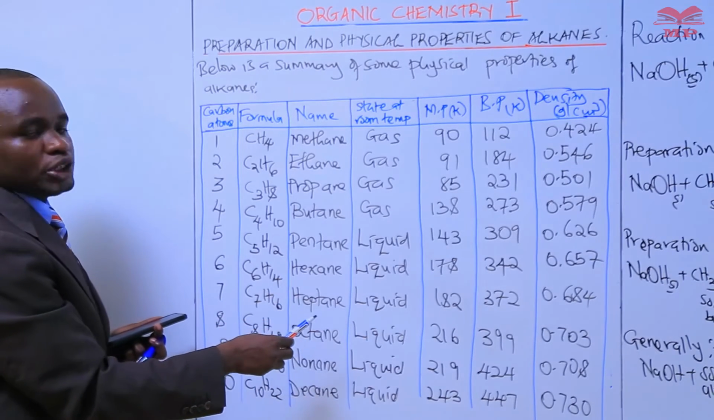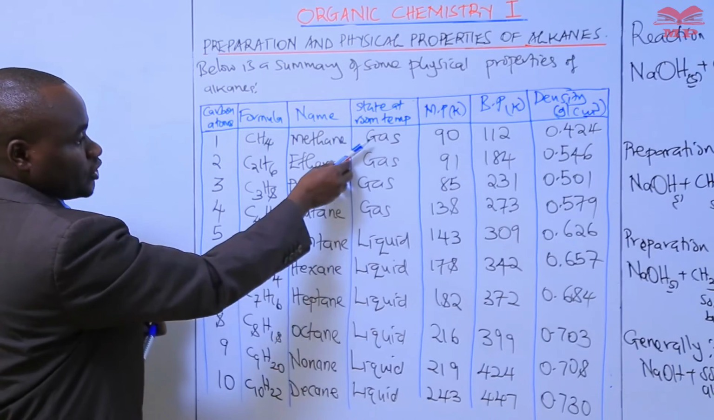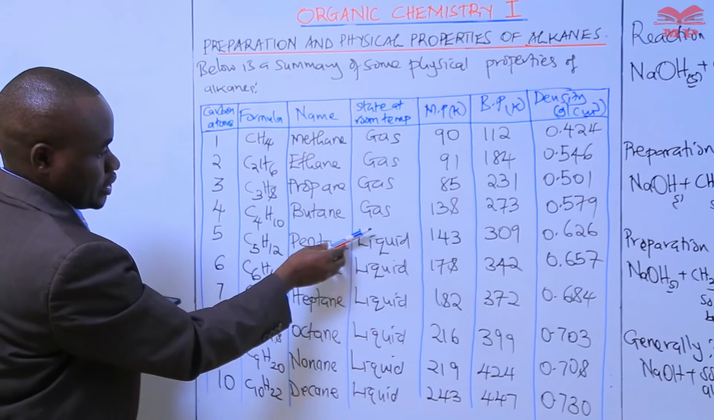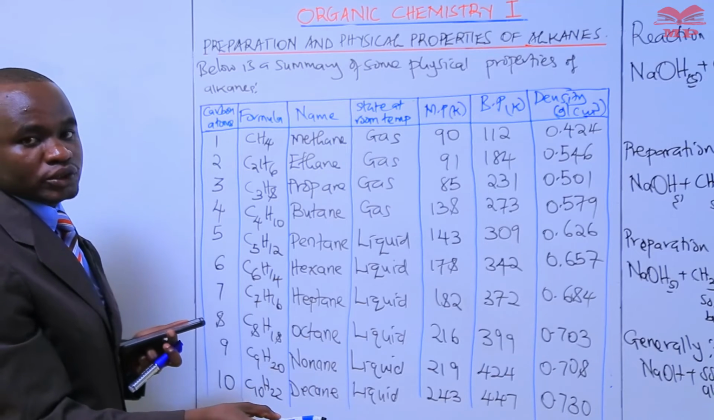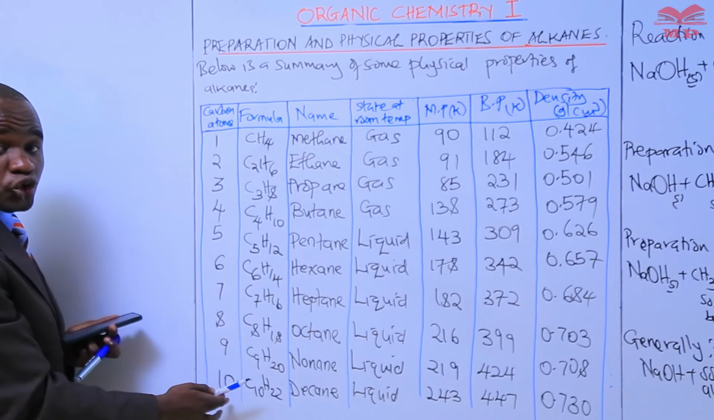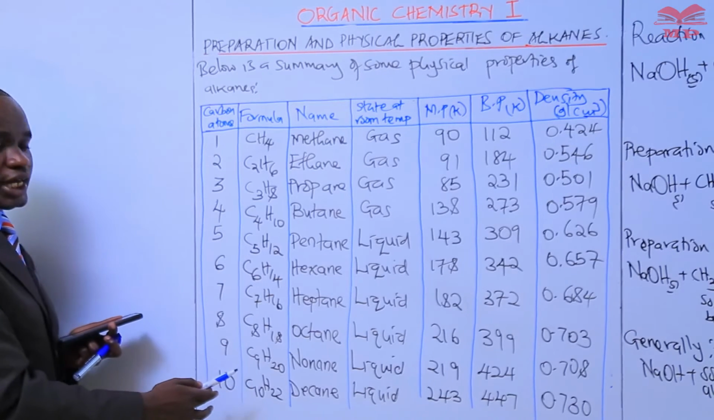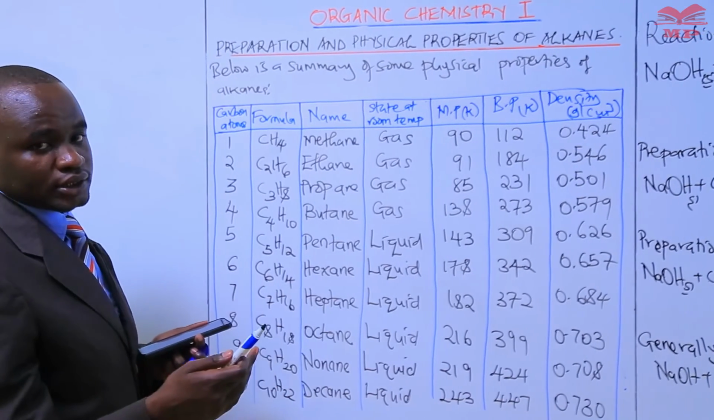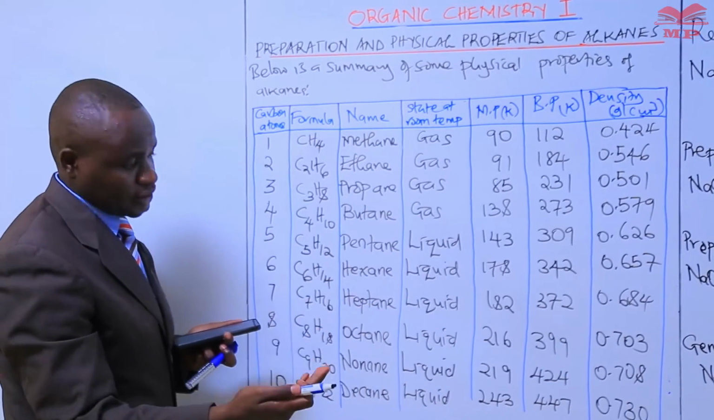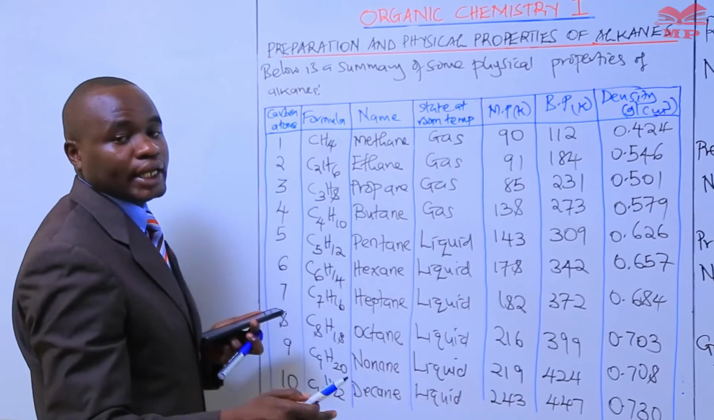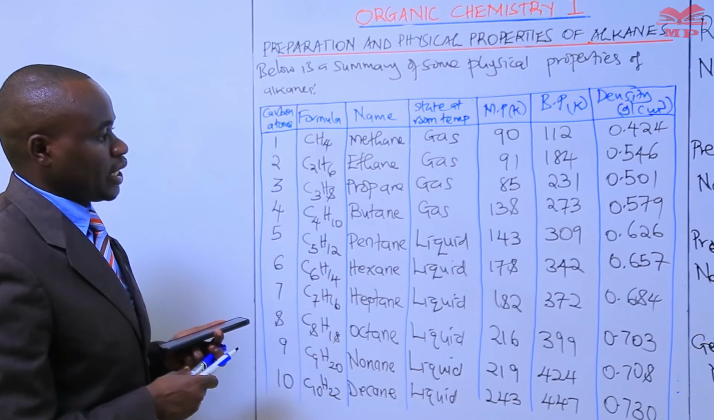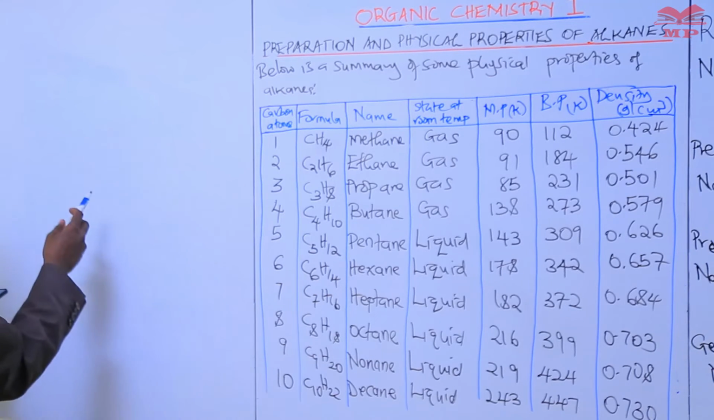Then, state at room temperature: you can see the first 4 alkanes are gases. Then the next 6 are liquids. Somebody might wonder, what about those which have more than 10 carbon atoms? Those alkanes with more than 10 carbon atoms are solids. So this is the property that I'm talking about: the first 4 alkanes are gases, the next 6 alkanes are liquids, then the rest are solids at room temperature. So we can just note that one.